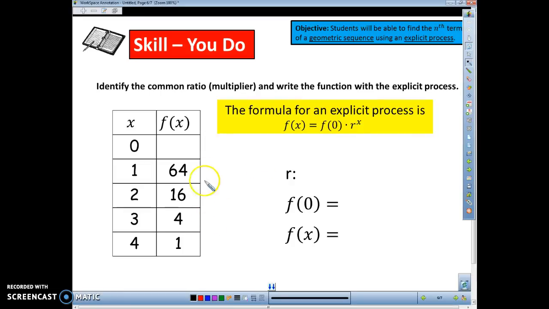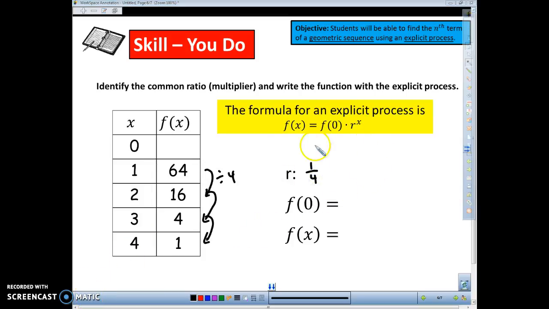Okay, hopefully now you have paused the video. I'm going to go ahead and go through this. I'm going to find my R value, 64 to 16, 4 to 1. I realize I'm dividing by 4 here. All of them are positive, so I know it's a positive value, and my R value is 1/4.